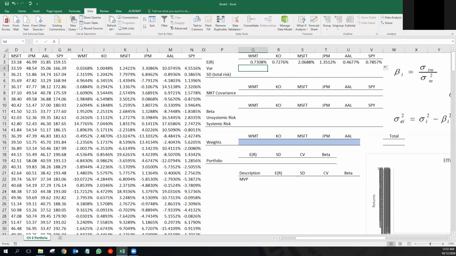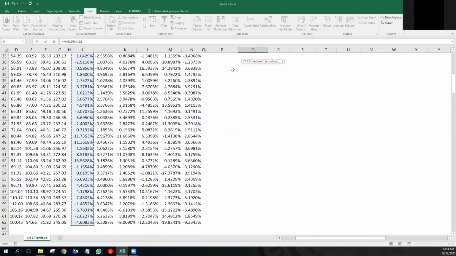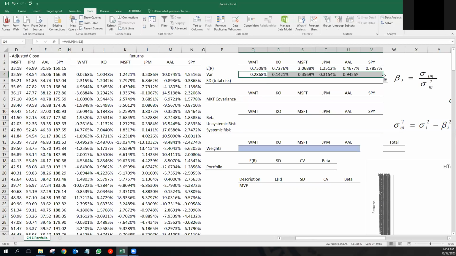Now for variance, we also have a function in Excel we're going to use to make our life easy. So if I start typing variance, you'll notice a few options. For this exercise, we're going to use VAR.P, all right? And the same thing, just use the variance of the returns. And that is the variance of the returns for that stock. And we can just drag it as well.